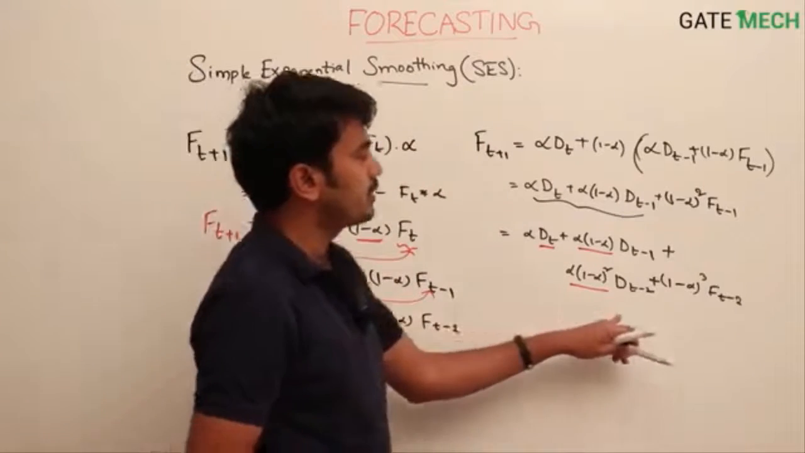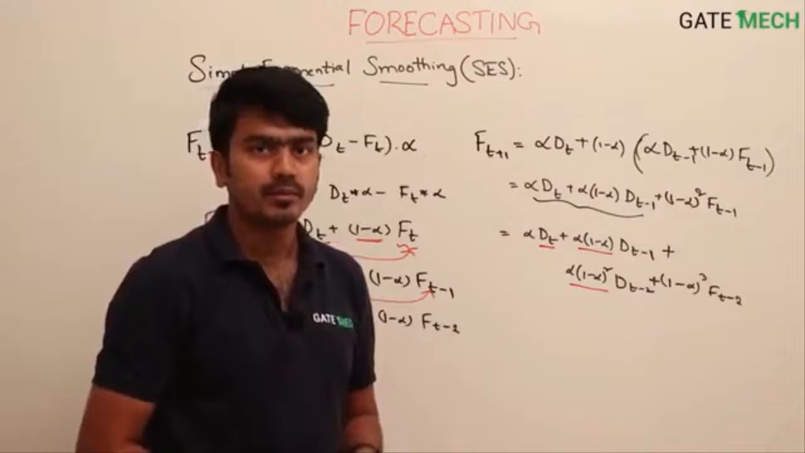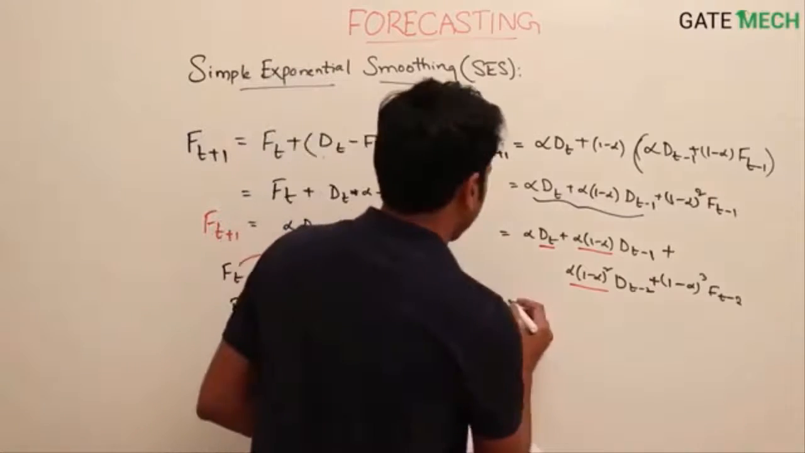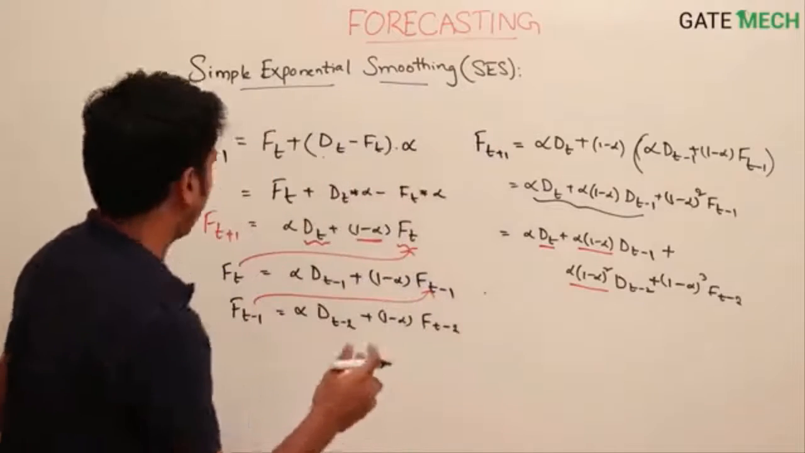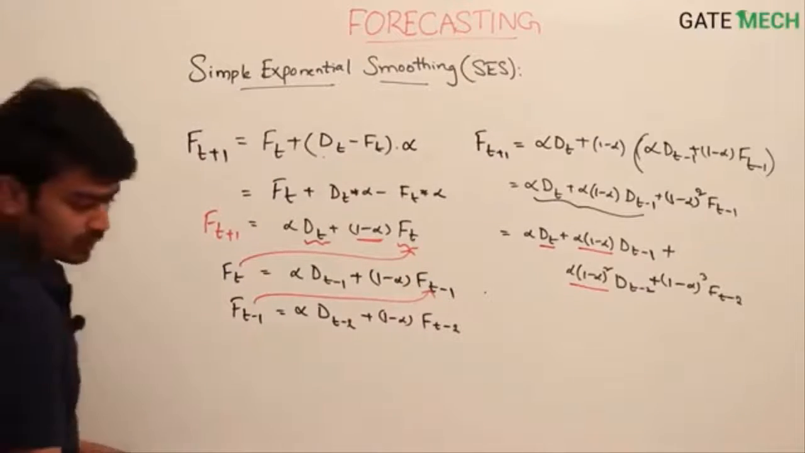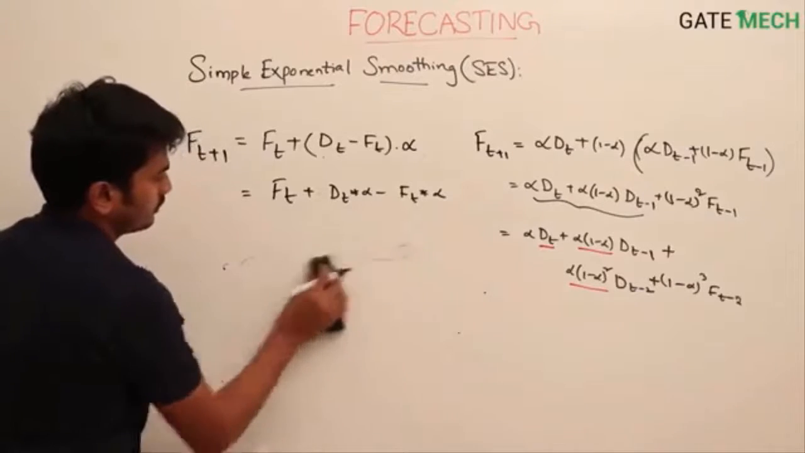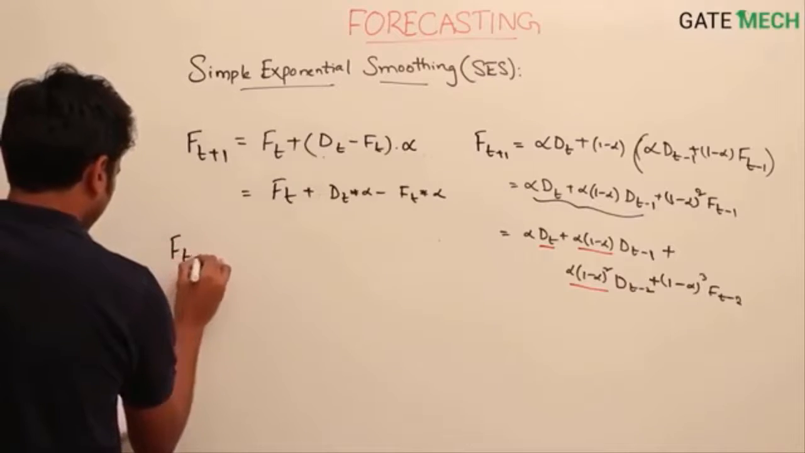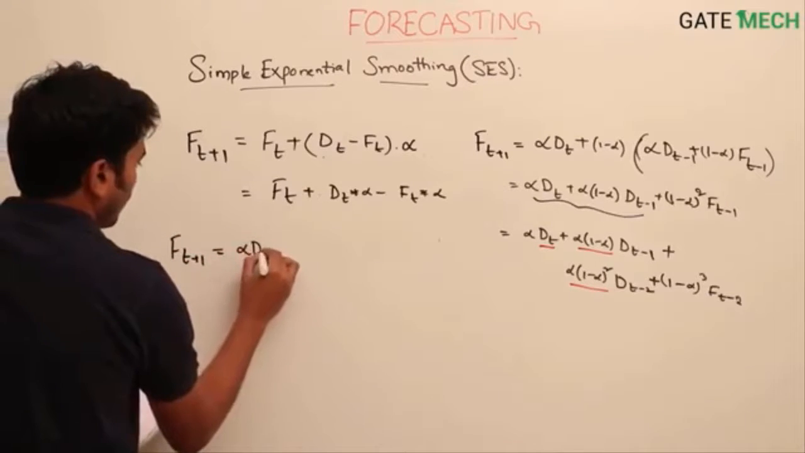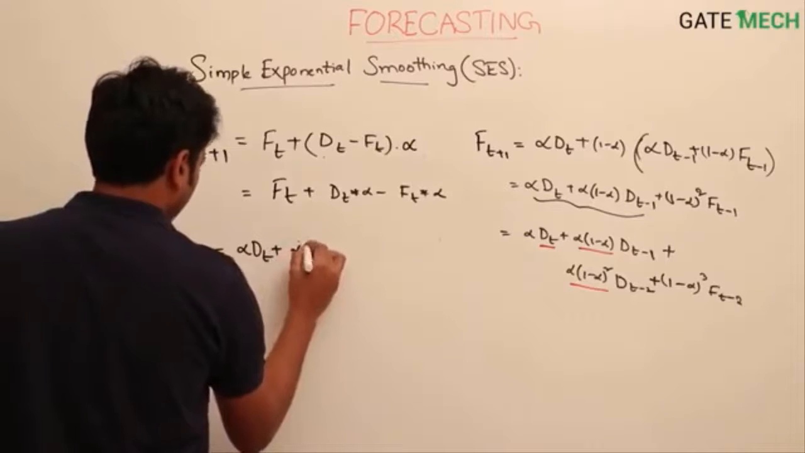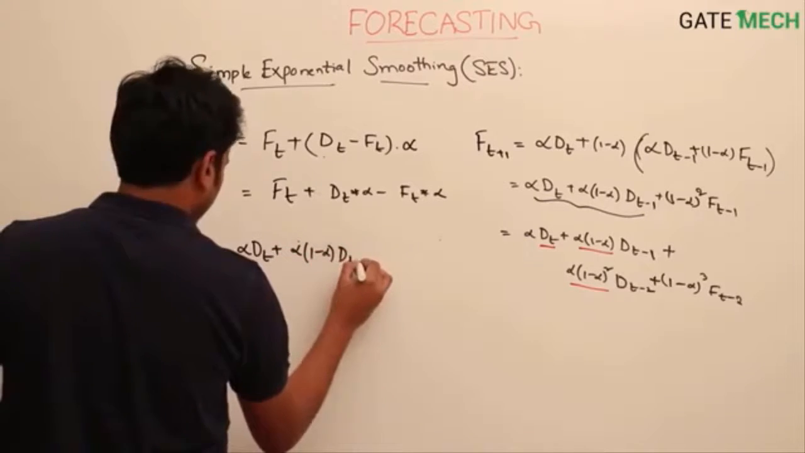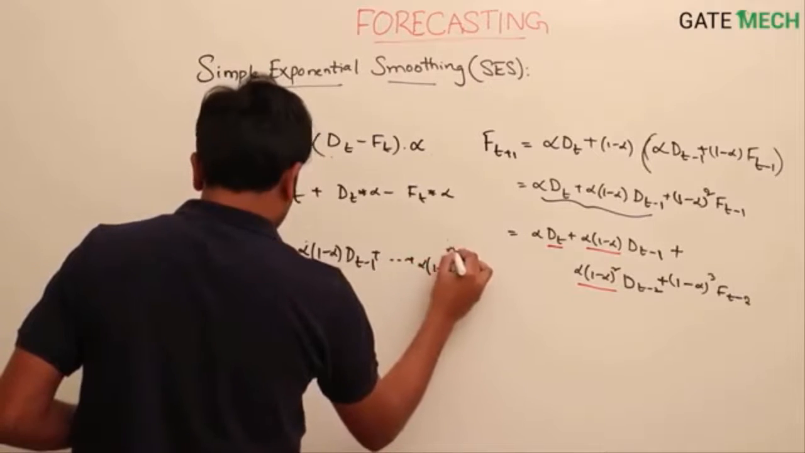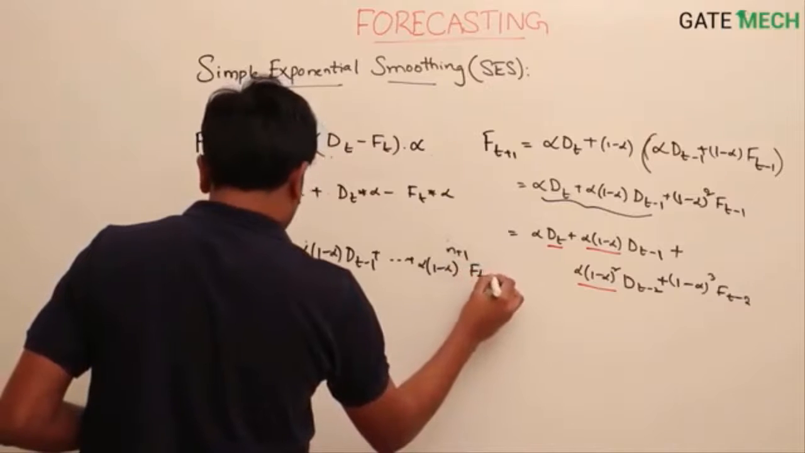Okay, so if we expand this for n observations or n demand points, we will be getting the expression like this. I will write it down here. So that it is Ft+1 equal to alpha into Dt plus alpha into 1 minus alpha Dt-1, and so on, up to alpha into 1 minus alpha to the power n plus 1 and Ft-n.